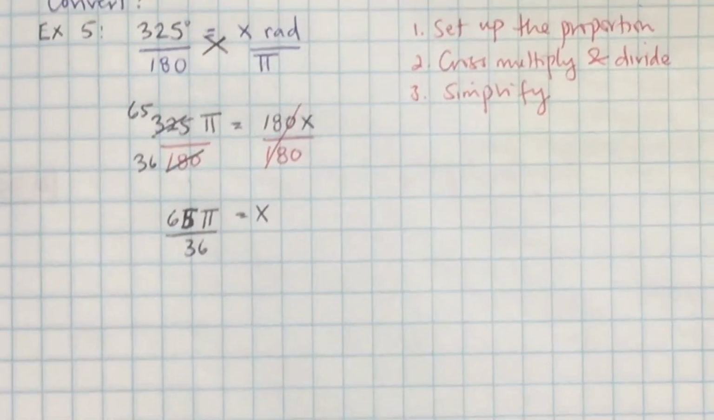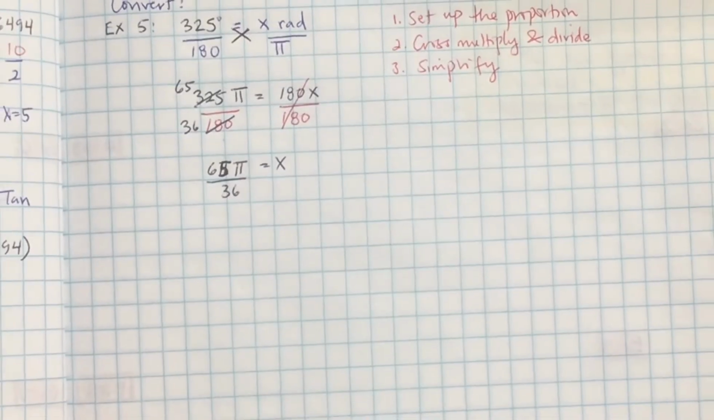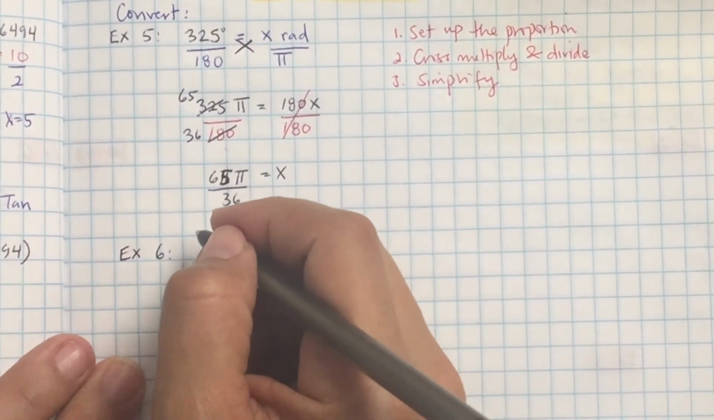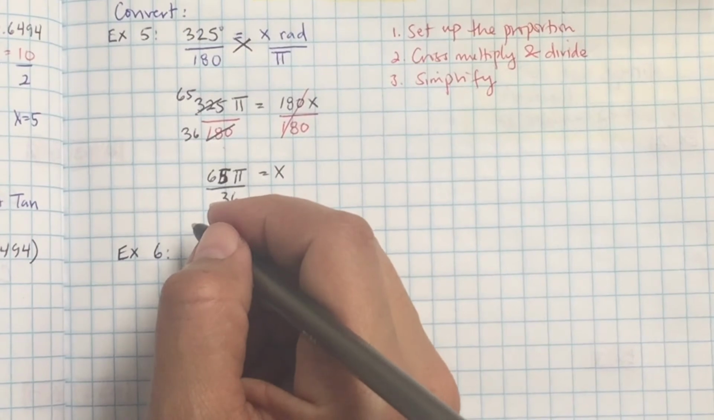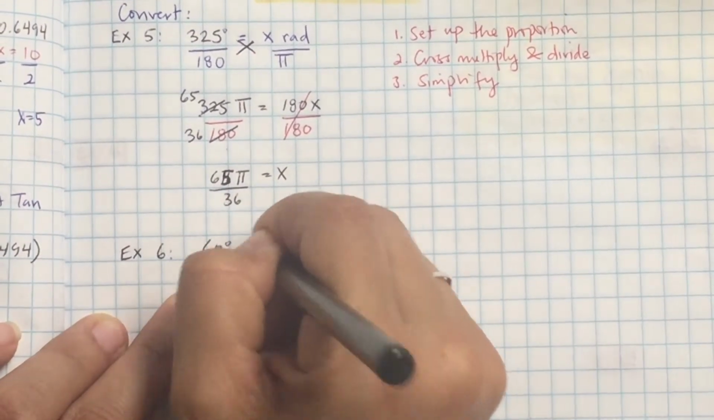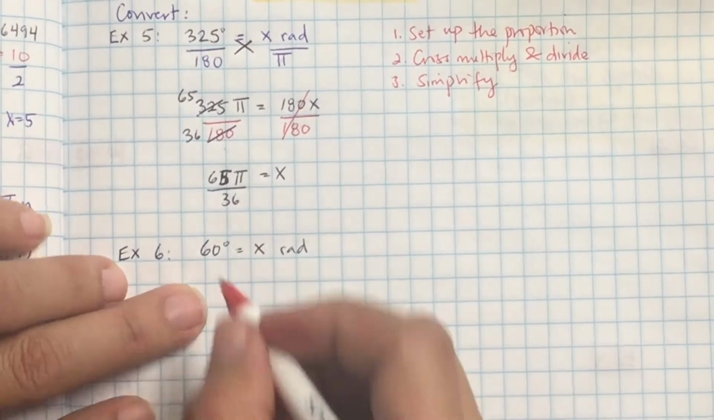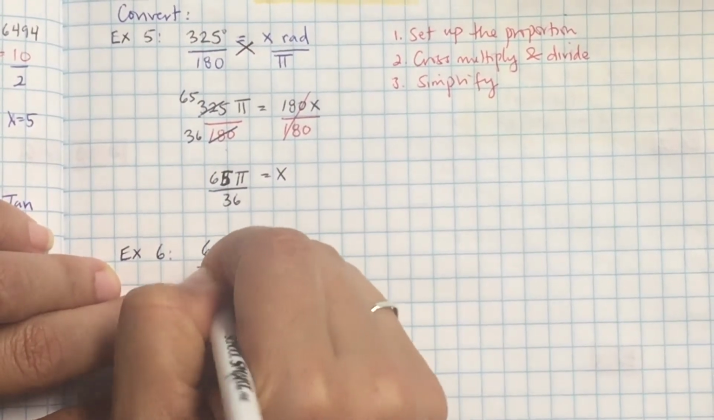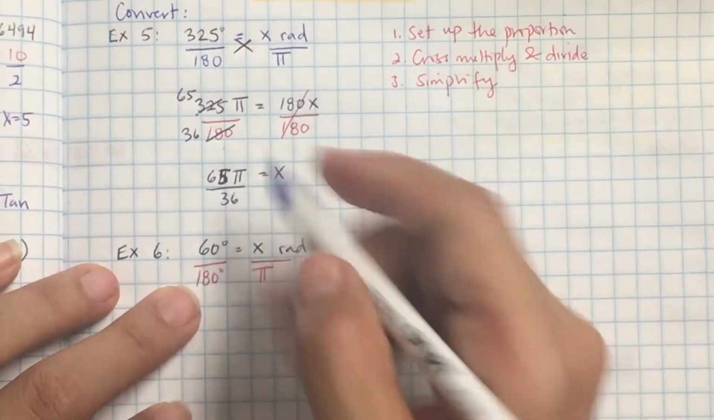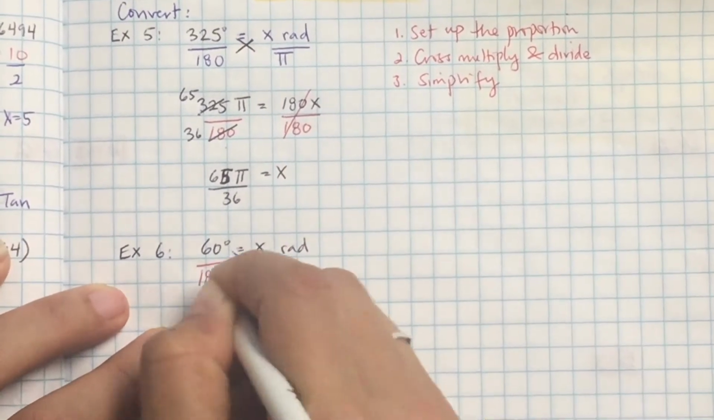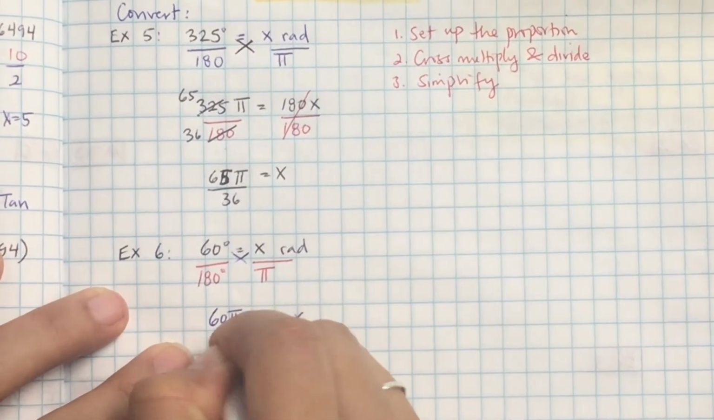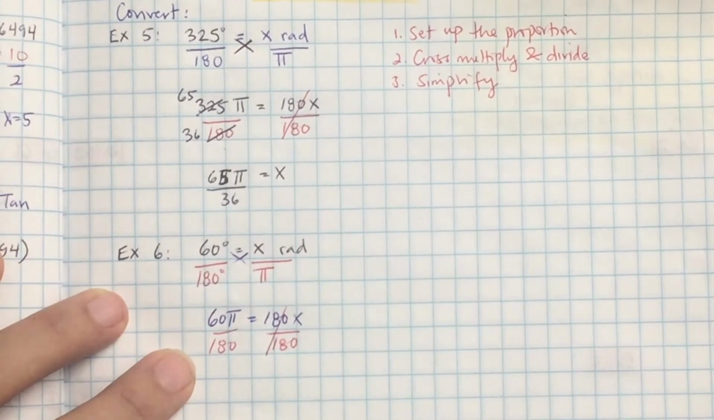Alright, so let's take a look at another example. Let's say we were converting 60 degrees into radians. So 60 degrees equals x radians. Again, set it up degrees with degrees. So how many degrees in a radian? 180, and that equals pi. So degrees with degrees, radians with radians. Cross multiply and divide. So we're going to divide by 180. And all you have to do there is simplify.